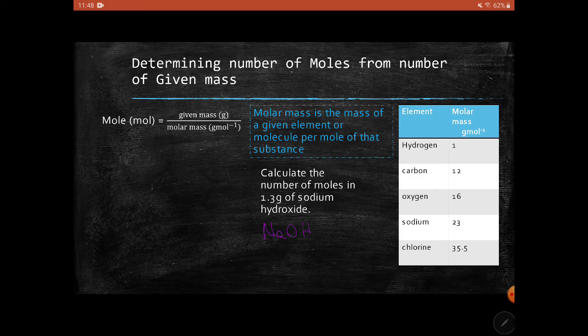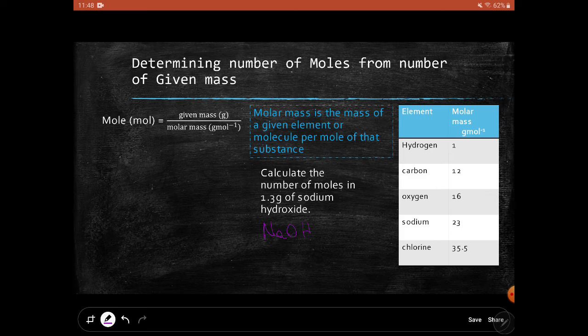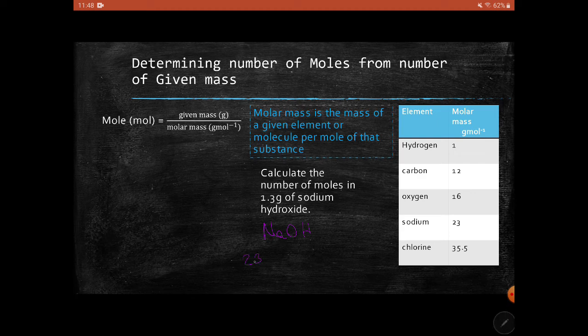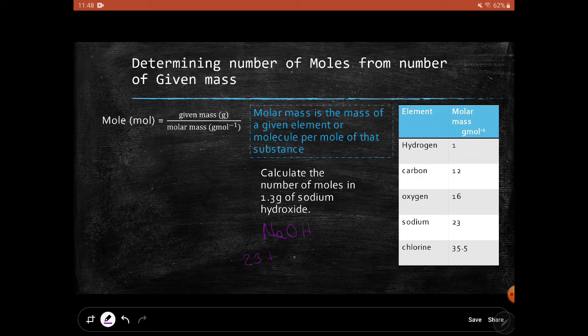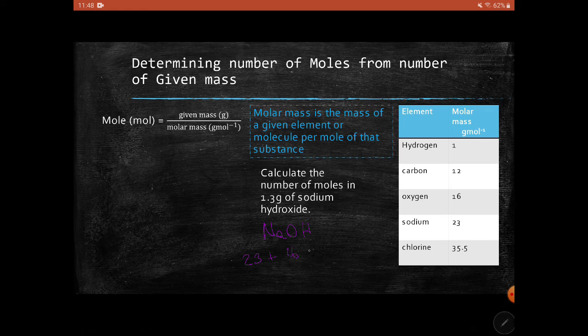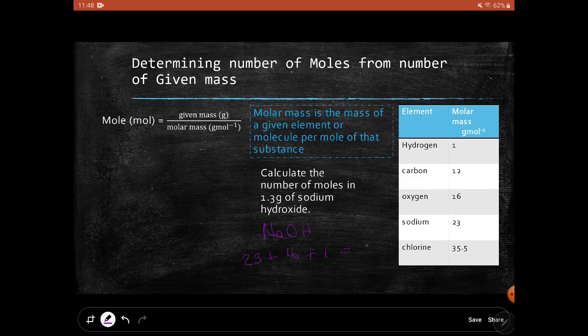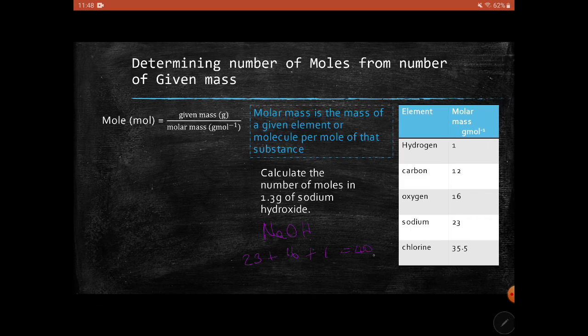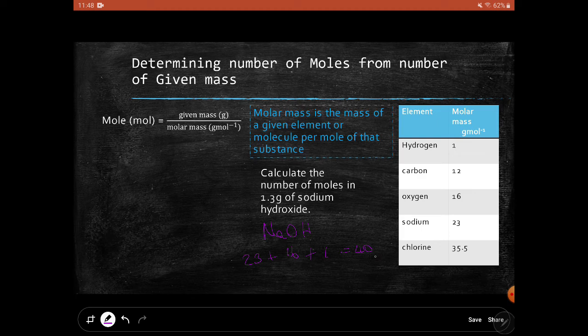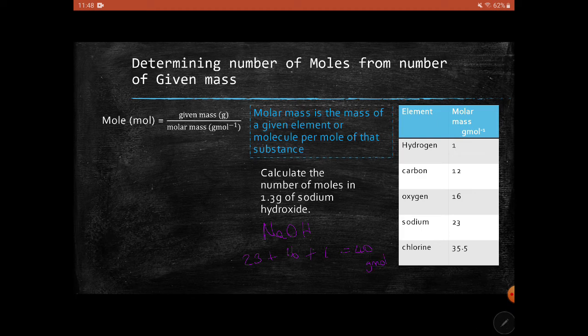NaOH. And again, we need to add the mass of every single atom present in sodium hydroxide. The mass of sodium is 23 plus the mass of oxygen is 16 plus the mass of hydrogen is equal to 1. So sodium hydroxide has a molar mass of 40 grams per mole.